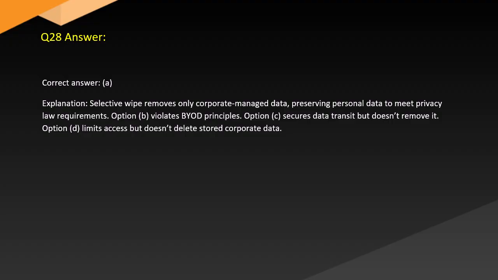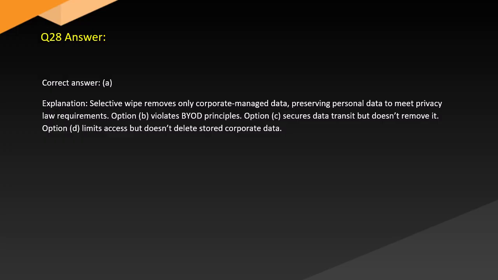Answer. Correct answer: A. Explanation: Selective wipe removes only corporate-managed data, preserving personal data to meet privacy law requirements. Option B violates BYOD principles. Option C secures data in transit but doesn't remove it. Option D limits access but doesn't delete stored corporate data.